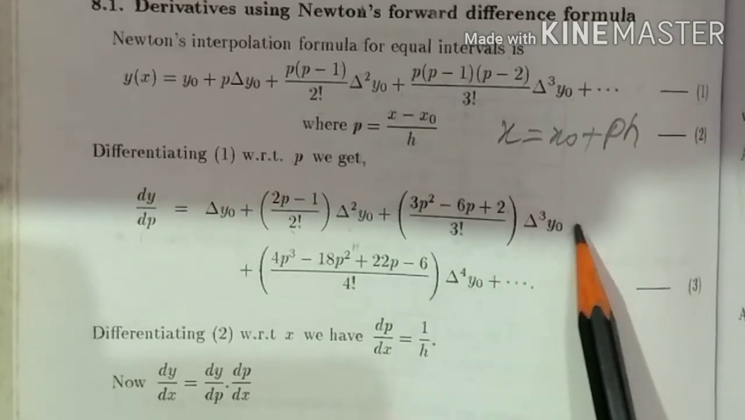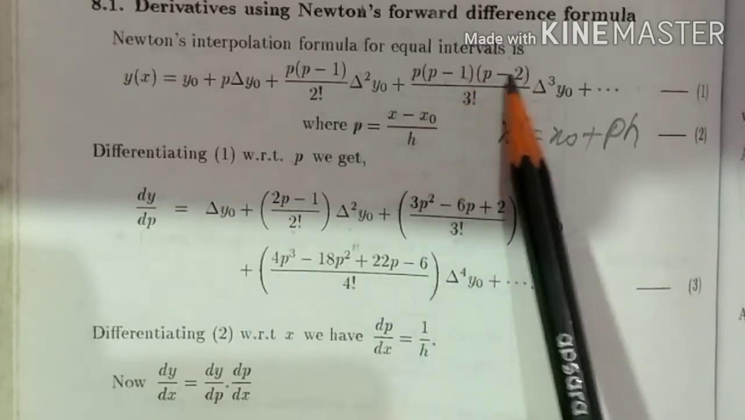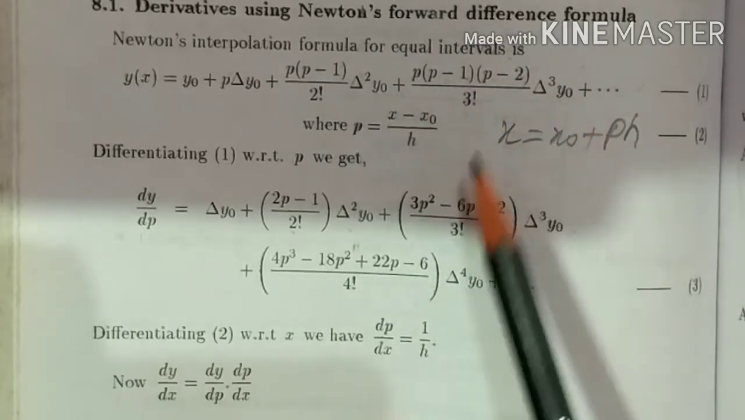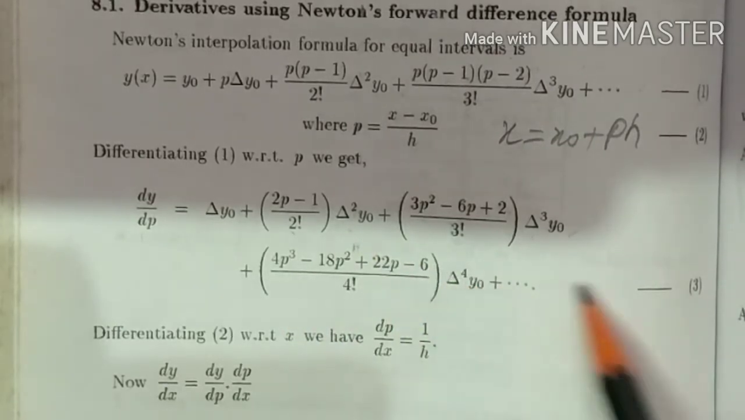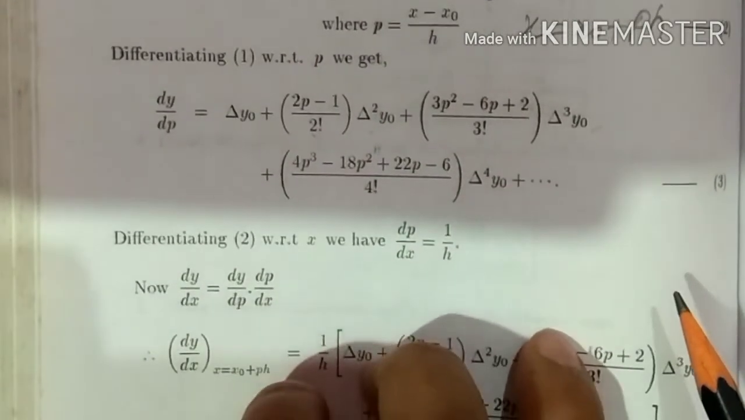Similarly, if I take another term, that is p into p minus 1 into p minus 2 into p minus 3 divided by 4 factorial delta fourth y0. So that is the derivative of the fourth order term. Let us take this as equation number 3.